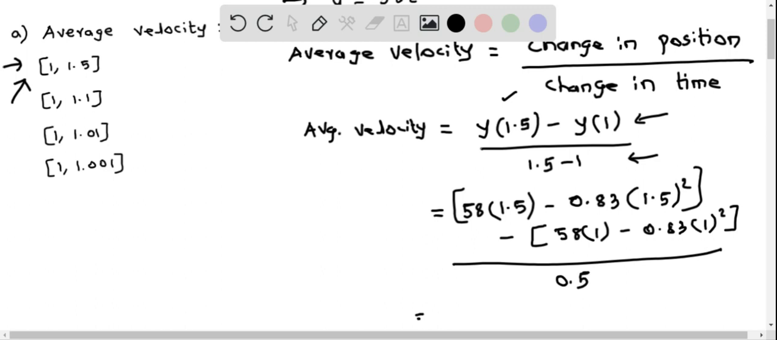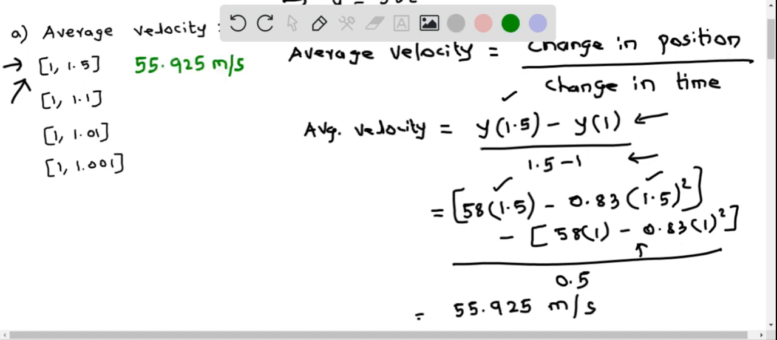So we can calculate this. We plug this into the calculator. We calculate this minus 0.83 times 1.5 quantity square. And then this will become negative 58 and this quantity will become positive 0.83. We then plug everything into the calculator, and when we do that, we get the value as approximately 55.925, and we put the unit of the average velocity as meter per second. So this is the average velocity over the time interval 1 comma 1.5.